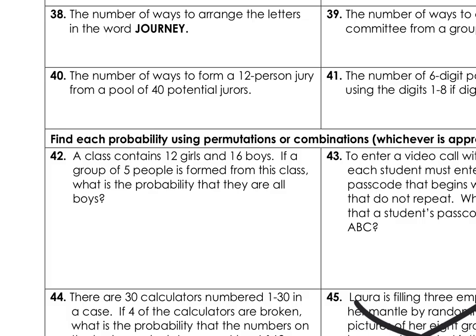Does order matter here? No, I'm just picking 12 people. These are the 12 people we're going to pick to be on our jury. So if order does not matter, what are we going to use? C. We're just going to choose 12 of them. So it's just 40 choose 12.